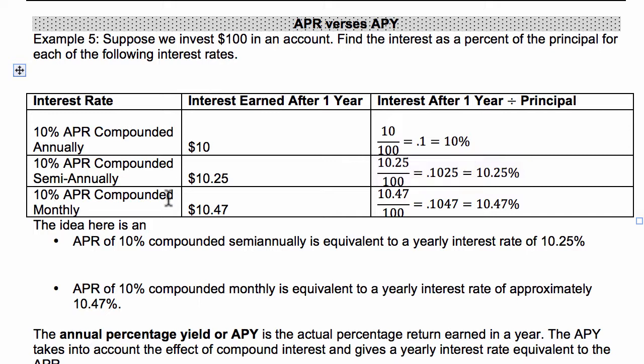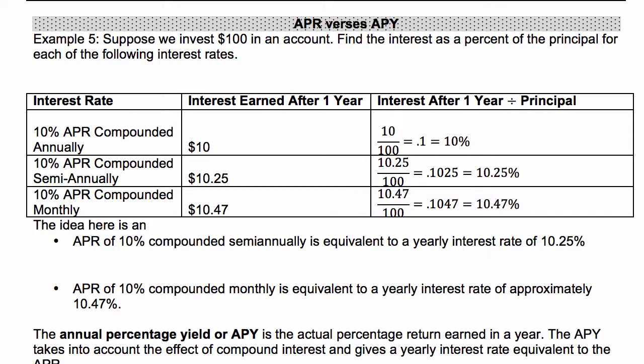And finally, when our APR was 10% compounded monthly, our actual percentage return after 1 year was 10.47%. That is, our $100 increased by 10.47% after 1 year. The idea here is an APR of 10% compounded semi-annually is actually equivalent to a yearly interest rate of 10.25%. Similarly, an APR of 10% compounded monthly is actually equivalent to a yearly interest rate of approximately 10.47%.